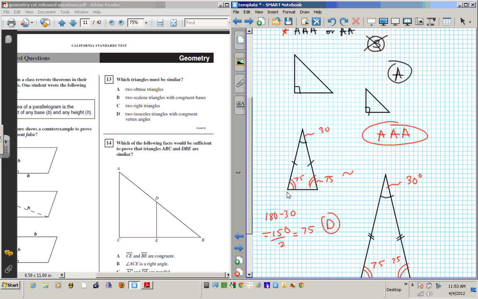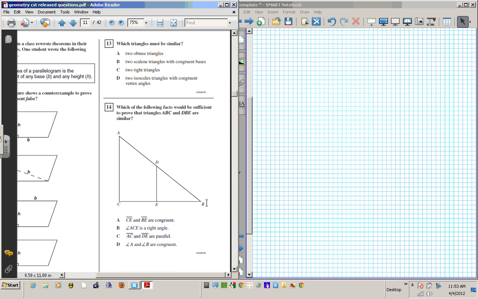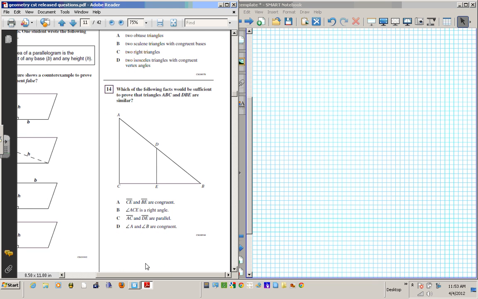All right, let's move on to question 14. Question 14 says, which of the following will be sufficient to prove that triangles ABC and DBE are similar?